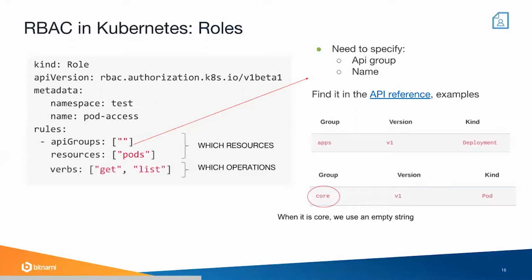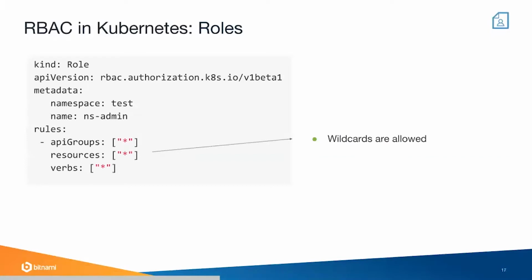So for the other example, any kind of object in all of the API groups and any kind of operation, you can also use wildcards, because we don't want to put all the API groups, all the resources, and all the possible operations. So that's simpler in this case.